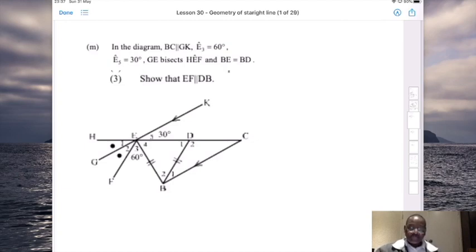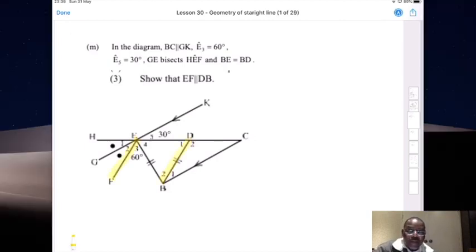And let's look at this one here. In the diagram, we know that BC and GK are parallel. Let's not forget that. This time, we want to show that the lines EF and DB will be parallel. Remember, lines will be parallel if their corresponding angles are equal, that is number one, or if their alternate angles are equal, or if the co-interior angles add up to 180. So in this case, you need to prove any one of those three.